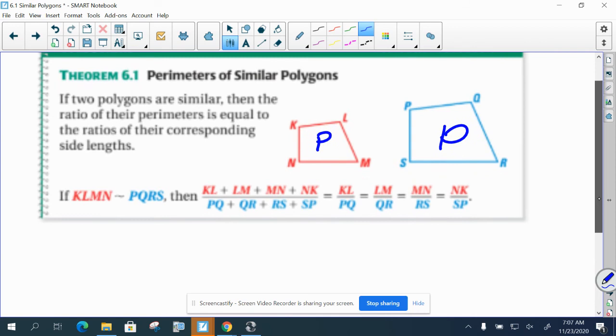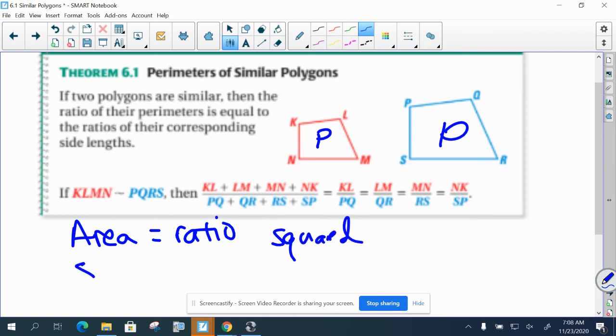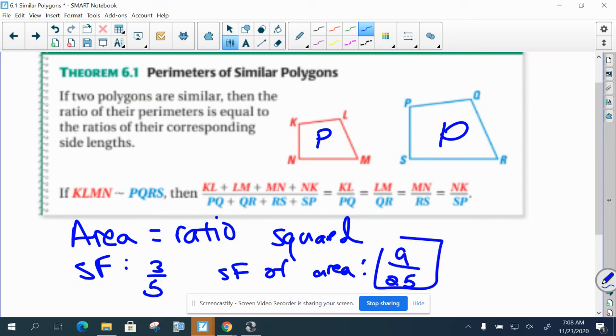Now, I'll give you a little hint. It's going to be different with area. Because with area, think about meters squared. It's not that you're just squaring the side length, but since you're doing 1/2 base times height or length times width, for area it's the ratio squared. So for example, say your scale factor is 3/5. The scale factor of the area would be 9/25. Okay, you'll see an example like that in your Edgenuity.